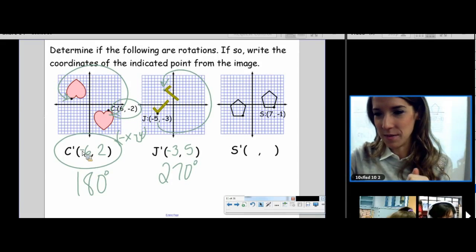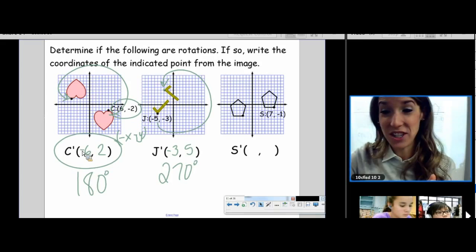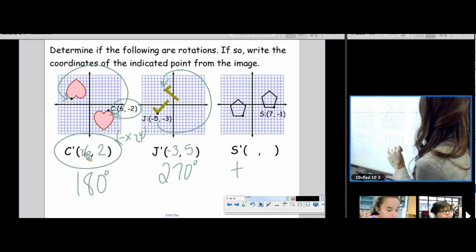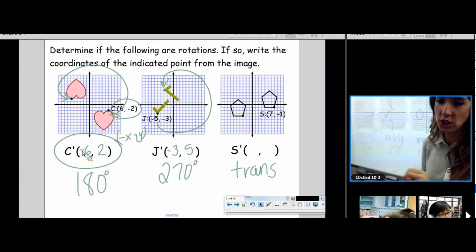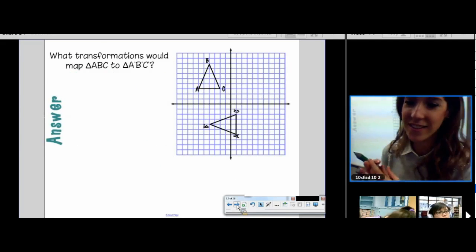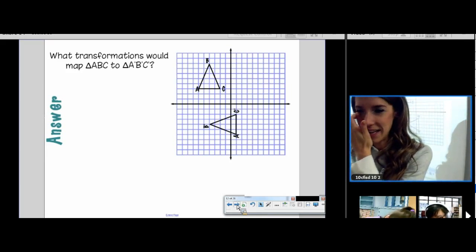Okay, and what about that last one? Not a rotation at all, right? Not a rotation. That's a translation, so we can't give a degree of rotation. No, it's not one at all. Translation 360, you can't do that.